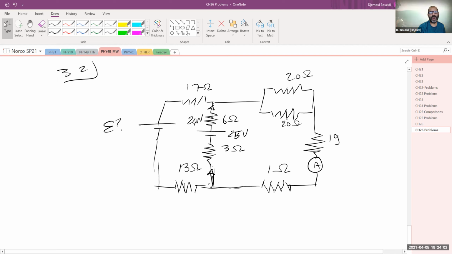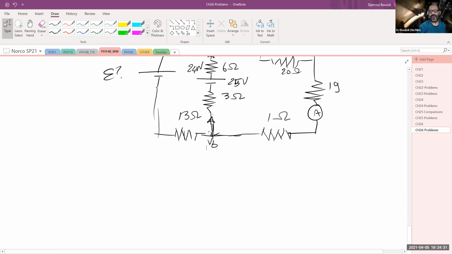So first of all, we need to find this current. Why do we need to find this current? Because I want to find this voltage drop between A and B. Once I find this voltage drop between A and B, it's the same voltage drop across this other section, okay? I know this voltage drop is 25 volts, but I need to find the voltage drops across the 6 ohms and the 3 ohms. Since I know the power in there, I can find the current.